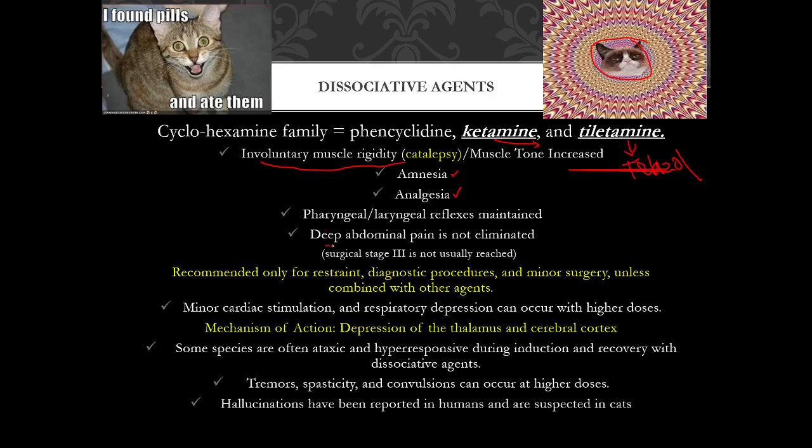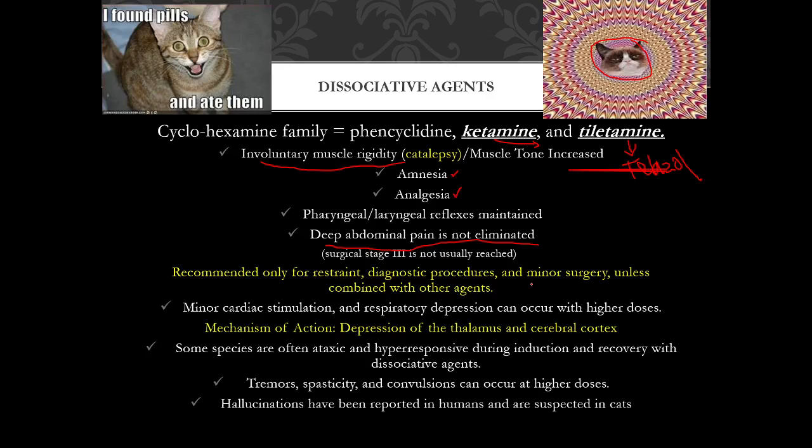Deep abdominal pain is not eliminated. So castration is actually deep abdominal pain. Think about where those testicles are attached. Spay is a deep abdominal pain. So we should not be just using ketamine or tiletamine when we're doing those procedures. We're not reaching surgical stage 3 in the anesthetic plane. So we only want to use it for restraint, diagnostic procedures, minor surgery, unless we combine it with other agents, and it often is combined with other agents.